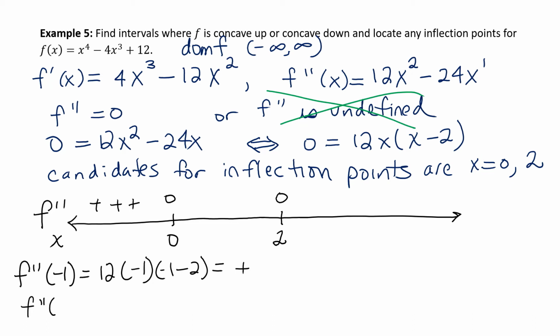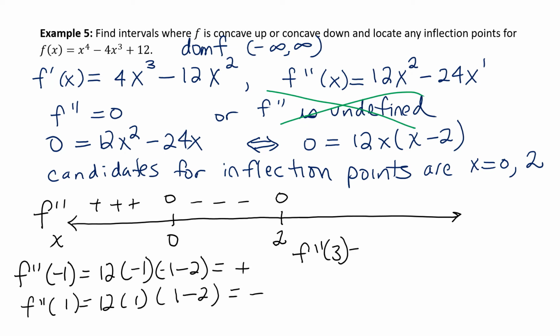So we'll do that at 1. So we got 12 times 1 times 1 minus 2. That's a positive times a positive times a negative. The product is a negative. Now let's evaluate the second derivative at, say, 3.